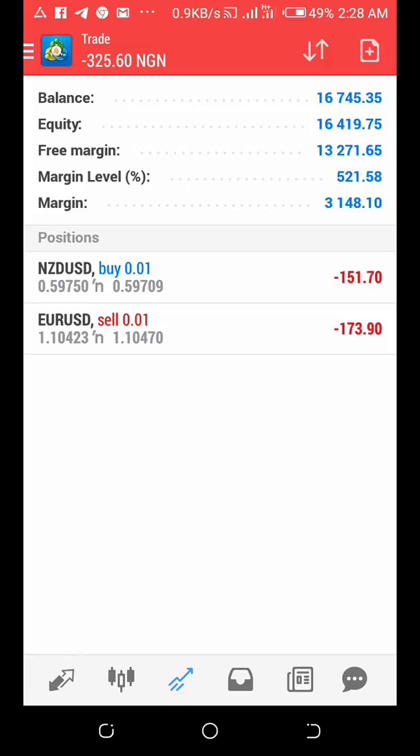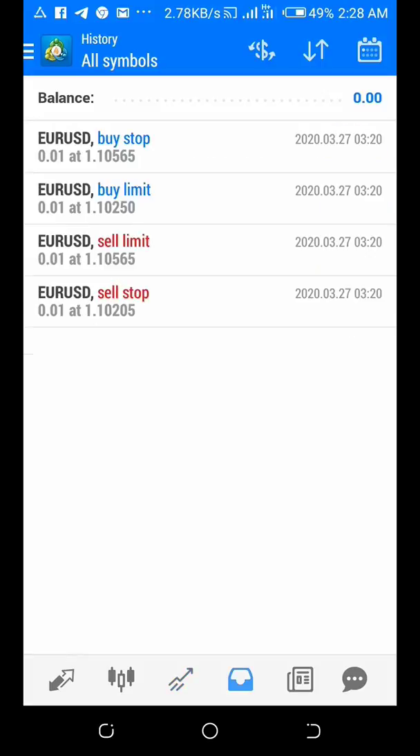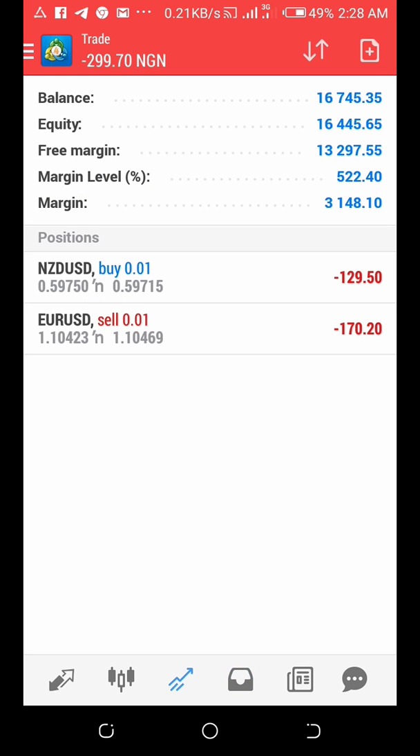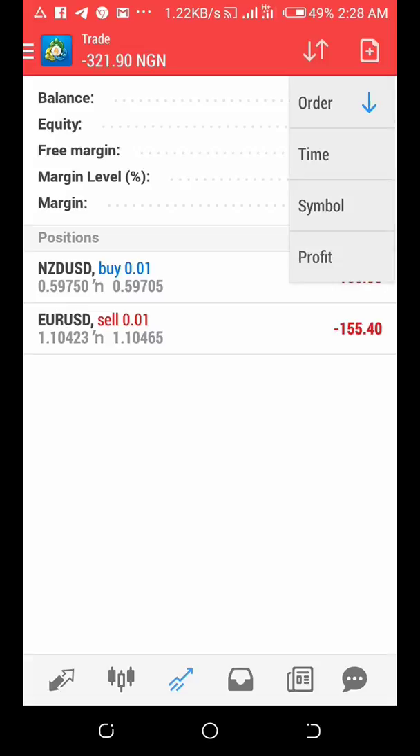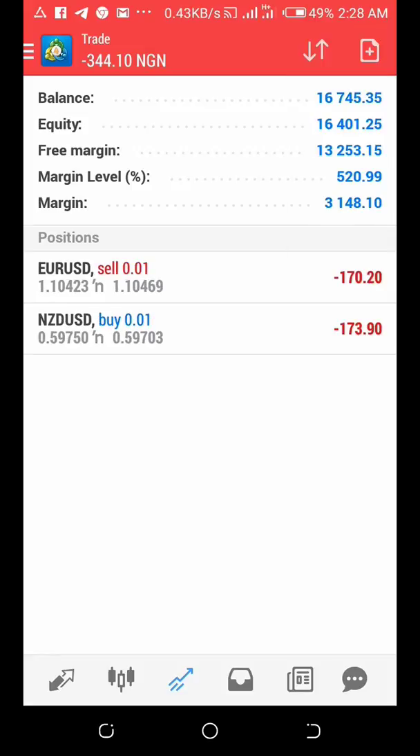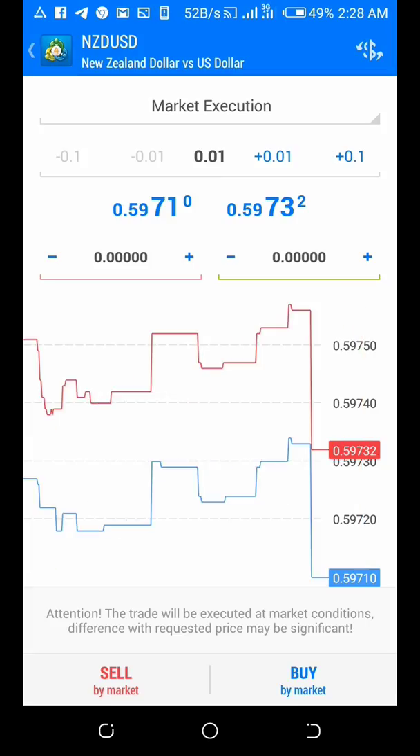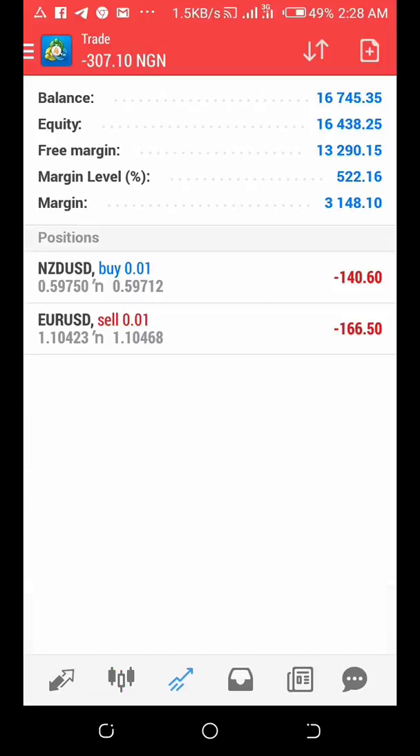Okay. The next thing we go to is another thing I have to explain. Let me explain this sign, what you see here. What is it used for? Maybe you want to arrange your orders in a particular order, like the position you opened at a particular time. This one is time, the time you open it, the symbol, the profit, or any order you want. When you click on this one, you have your market execution.